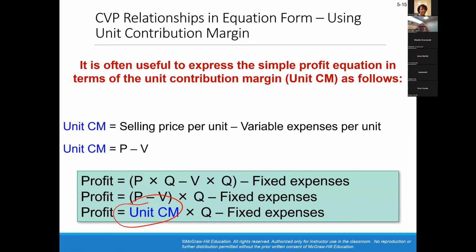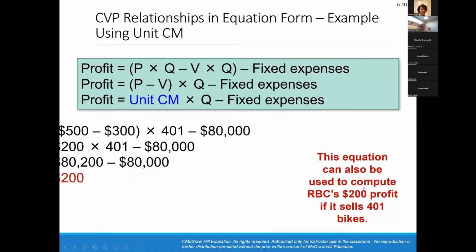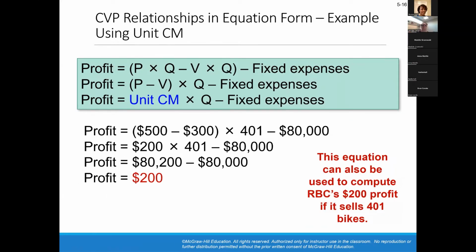So if we know the unit contribution margin in this example is 200 and we're selling 401, we can just say 200 times 401 and then less the fixed expenses. Okay, so we got the 500 minus 300, which is our 200, which is our contribution margin, times our quantity, less the 80,000. So we have 80,200 less the 80,000, and that's our profit of 200. So they're just showing you different ways to come up with the answer.